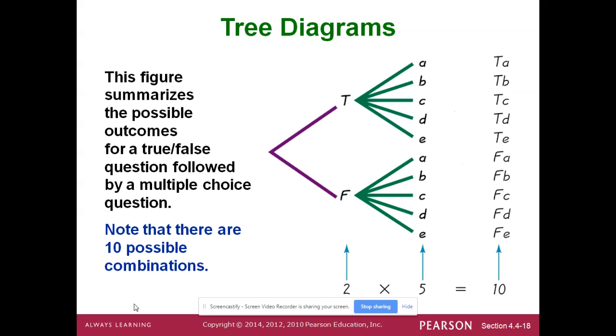This is what a tree diagram kind of looks like. Your first choice is a true-false question, followed by a multiple choice question. So your first option is true or false. And then the second question, you could have 5 answer choices: A, B, C, D, and E. So your answer document could have true, then A, B, C, D, or E, or false, then A, B, C, D, or E. So there are 1, 2, 3, 4, 5, 6, 7, 8, 9, 10 ways that your answer document could be filled out. 10 possible combinations.